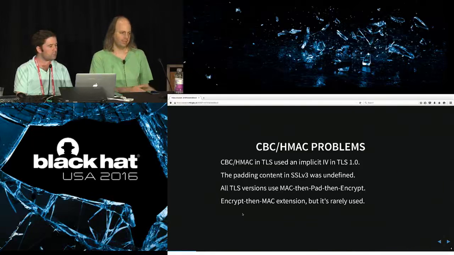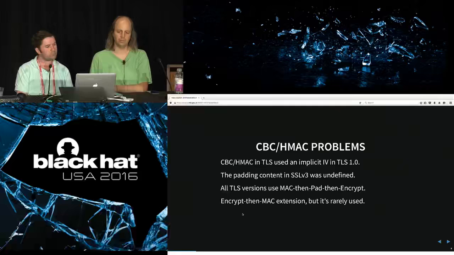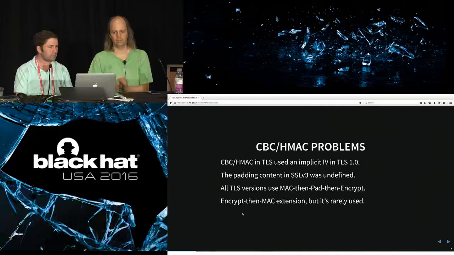Then in the very old SSL version 3, the content of the padding was undefined, which enabled the POODLE attack. And all TLS versions use something that's called MAC-then-encrypt, or more precisely MAC-then-pad-and-encrypt. And this allowed attacks because if an attacker can detect whether the padding is wrong or whether the MAC is wrong, that allows him to decrypt parts of the content. And there's an extension to change that to encrypt-then-MAC, but that's not really used in the wild.